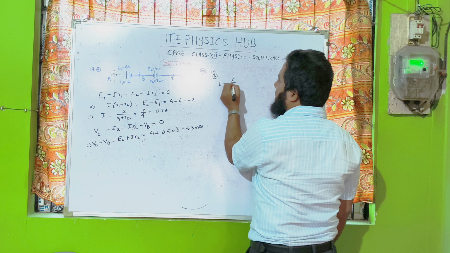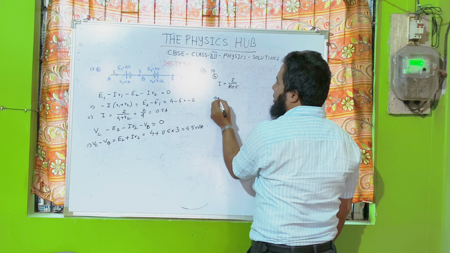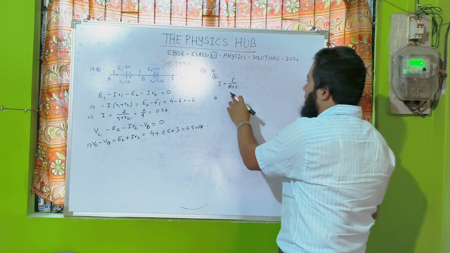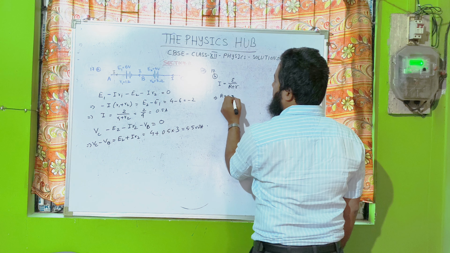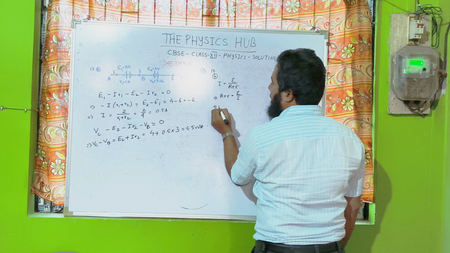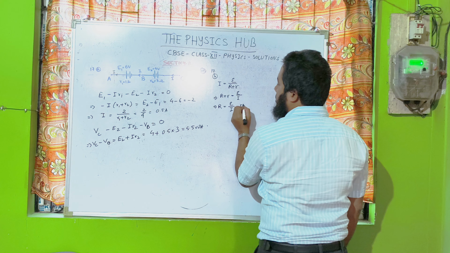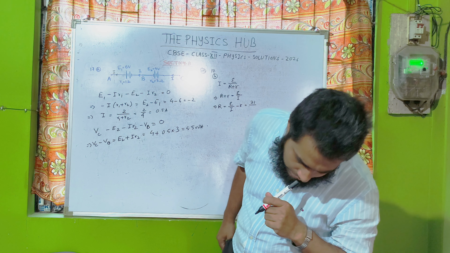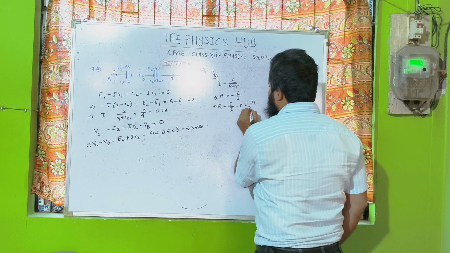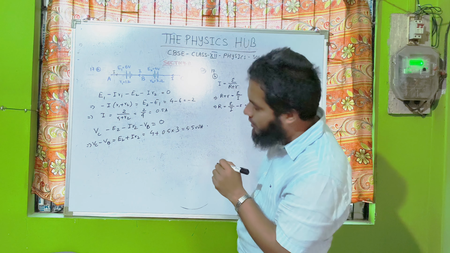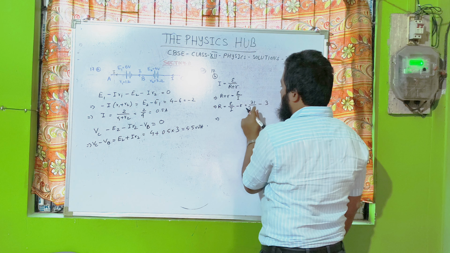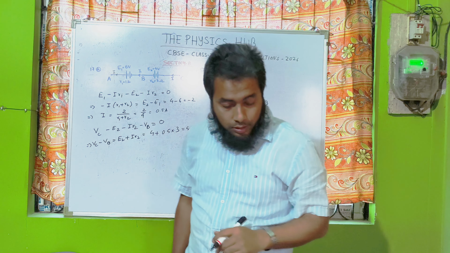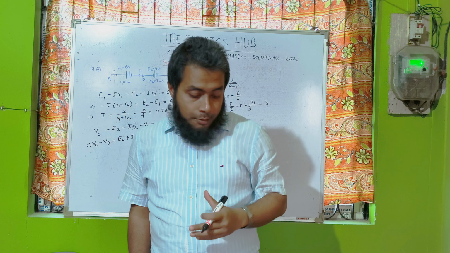We know I is equal to E by capital R plus small r. We have to find the resistance of the resistor, capital R. So capital R plus small r is equal to E by I, so capital R is E by I minus small r. The value of E is 21, I is 3 ampere, and small r is 3. So 7 minus 3 is 4, so 4 ohm. So the external resistance is 4 ohm.